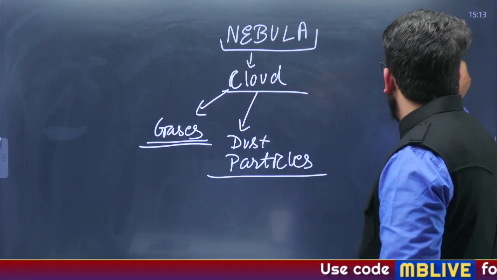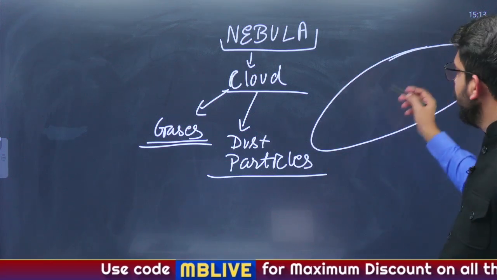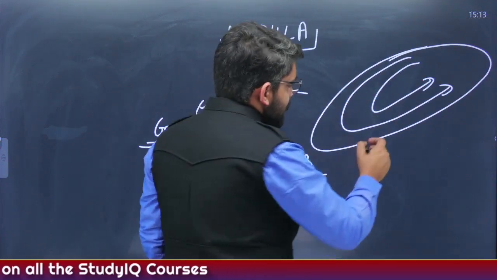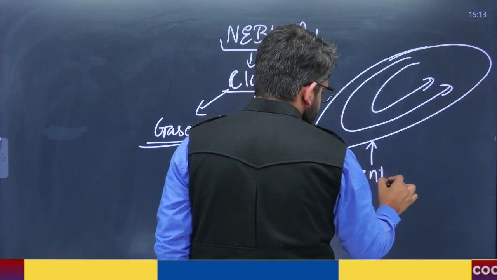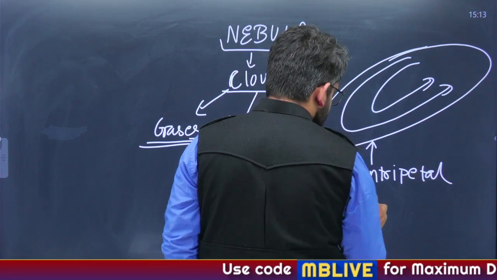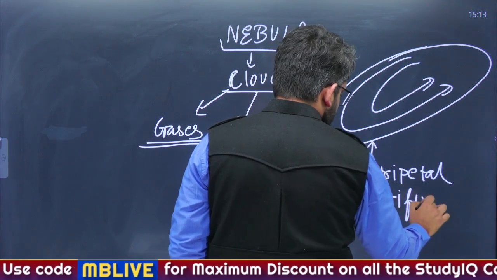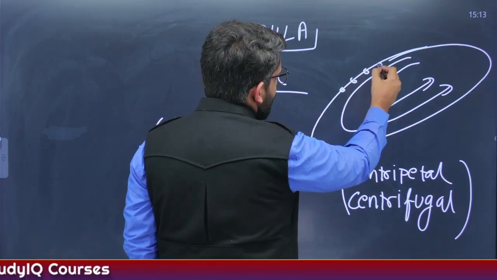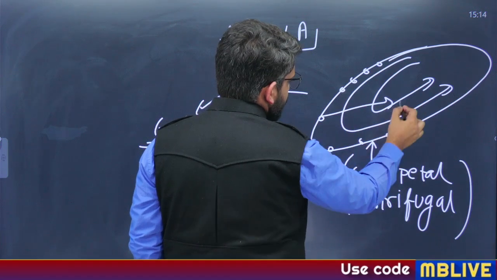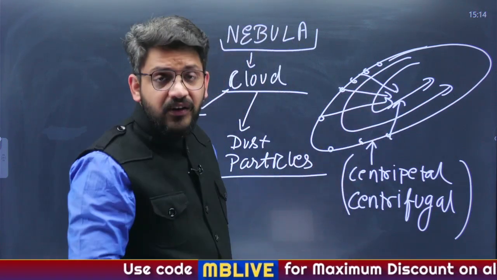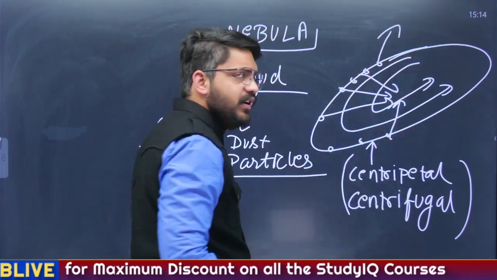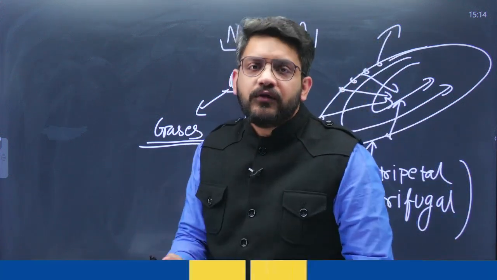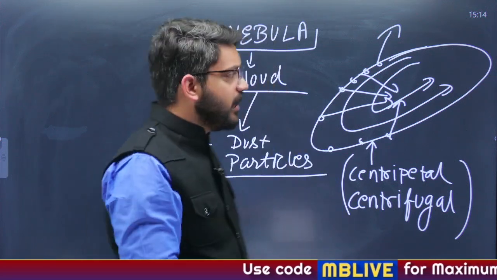Now, when this cloud starts rotating, which kind of motion? Rotational motion. Two types of force start existing on it. One is centripetal force, the second is centrifugal force. Due to centripetal force the particles start attracting towards the center, and due to centrifugal force the particles move away from the center. When any body is rotating, there are two kinds of force existing on it: centripetal and centrifugal force.